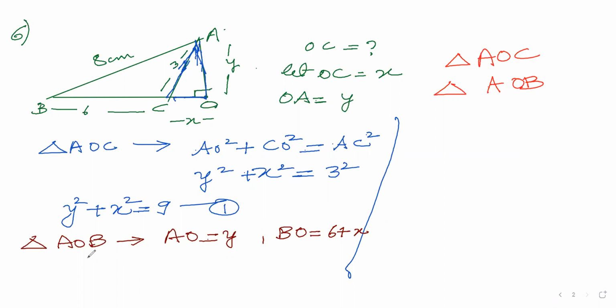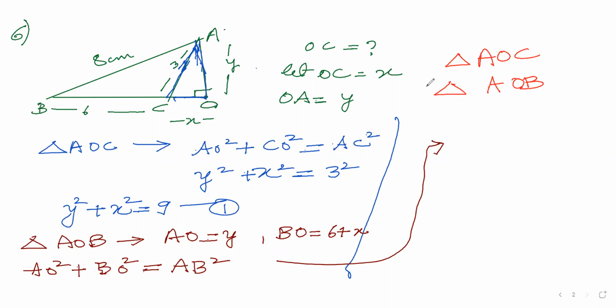And use your Pythagoras theorem. AO square plus BO square is what? Let me just write that down. AO square plus BO square is equal to what? That is 8 square. Wait, I'll put the constants later. AO square plus BO square is AB square, isn't it? The mother triangle, the big triangle. And now I'll just take this working here, I'll put it in this page.